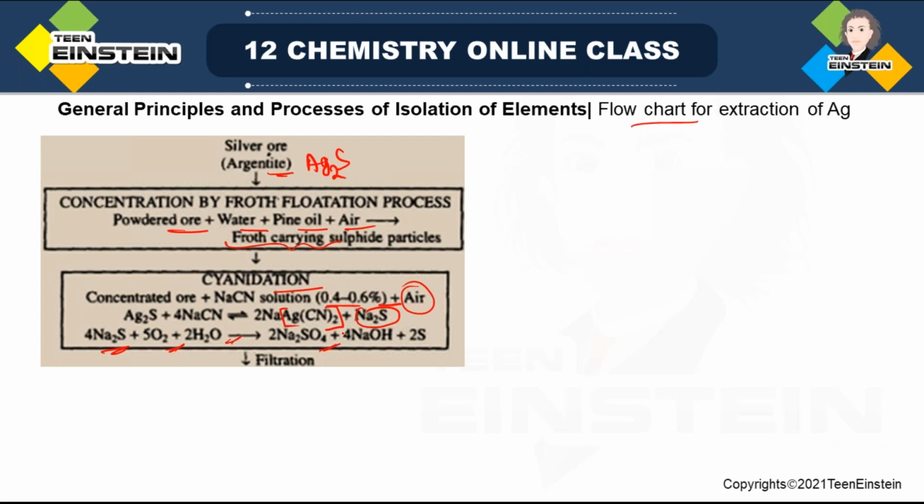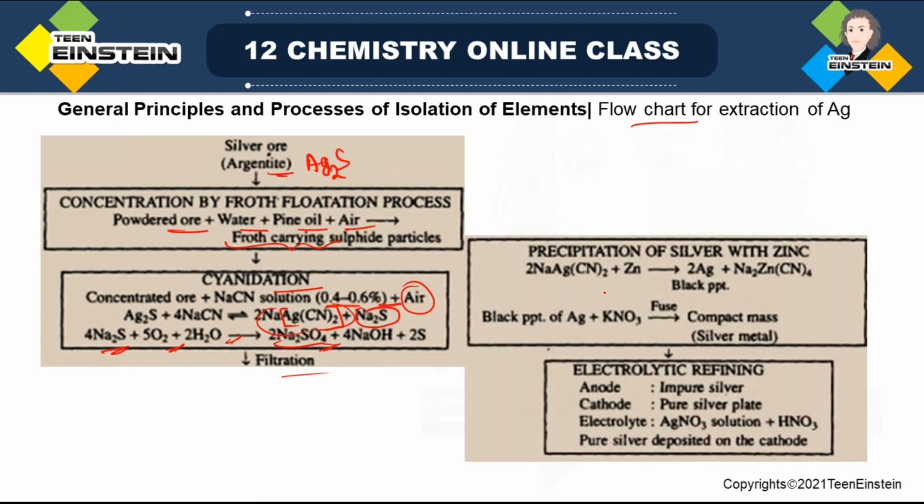So when it is filtered, it will remain in the residue, and in the filtered portion there will be mainly this water soluble complex. After filtration there will be reduction. So this is the reduction method. Zinc is reducing and itself is converted to Zn2+. Okay, so we are getting a black precipitate of silver.